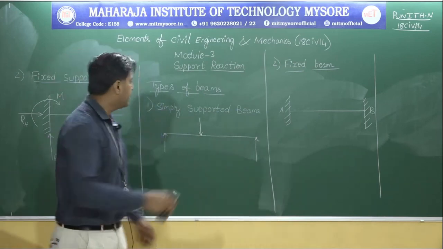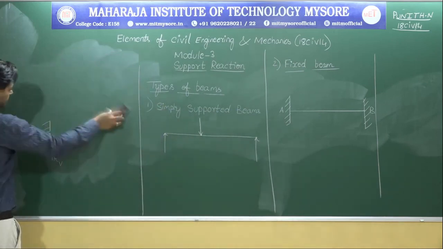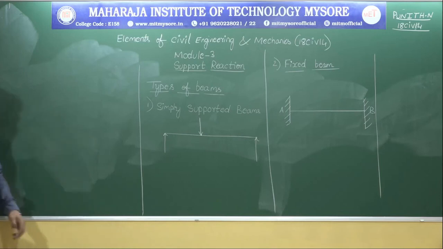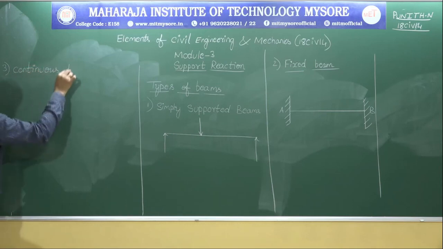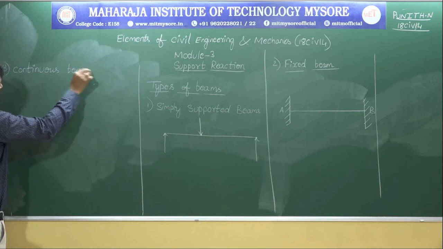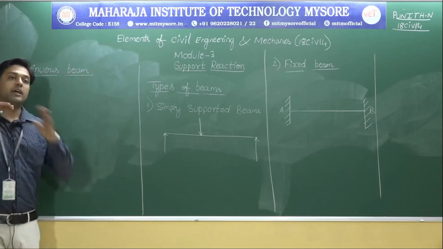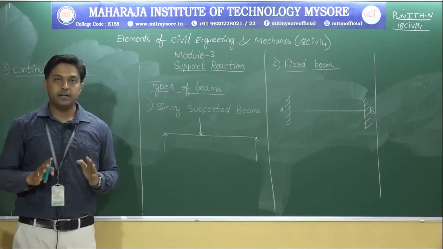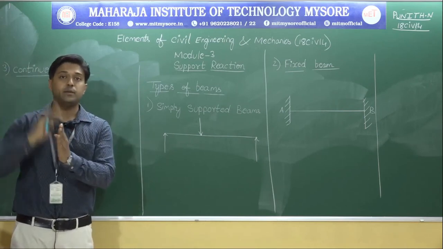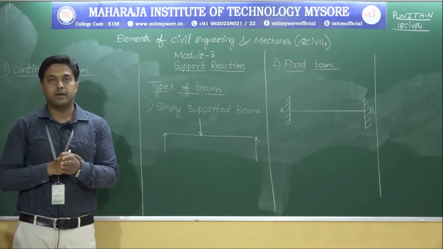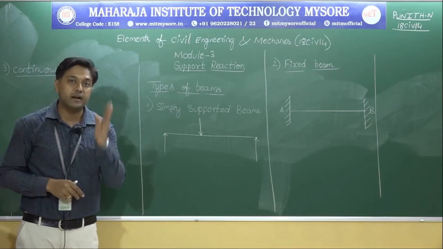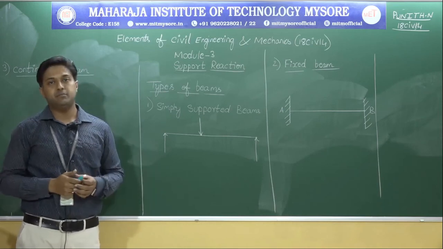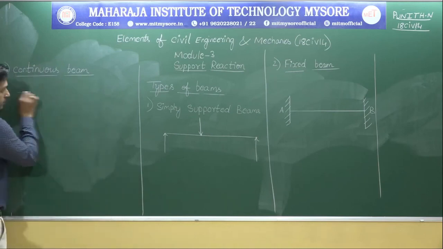Now the third one is the continuous beam. As you know, in a building you can't go with only a single beam; there will be a combination of beams. Whenever there are a number of beams beside one another, I will call that particular beam a continuous beam. So observe here.